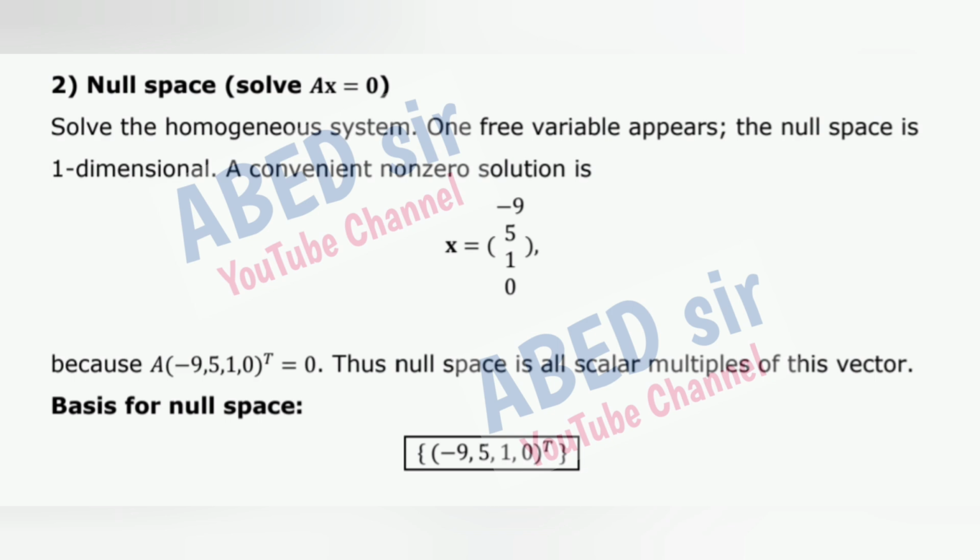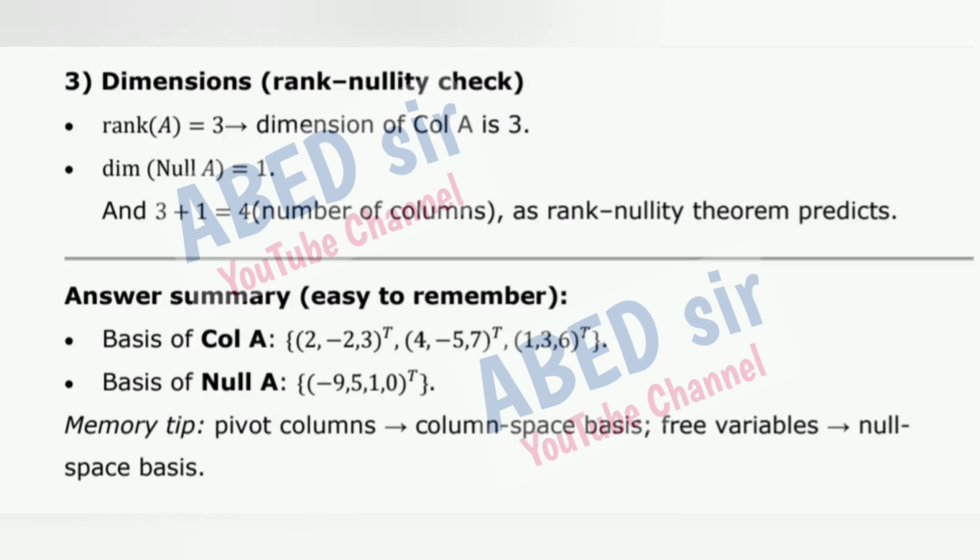Thus null space is all scalar multiples of this vector. Basis for null space. 3 dimensions, rank, nullity check. Rank A is equal to 3, dimension of kernel A is 3. Then null A is equal to 1. And 3 plus 1 is equal to 4, the number of columns, as the rank nullity theorem predicts.